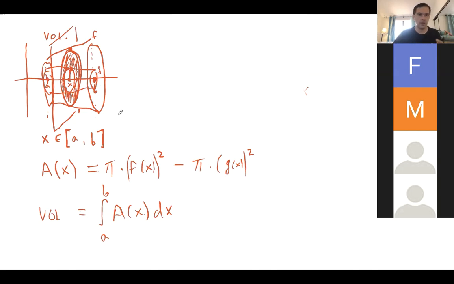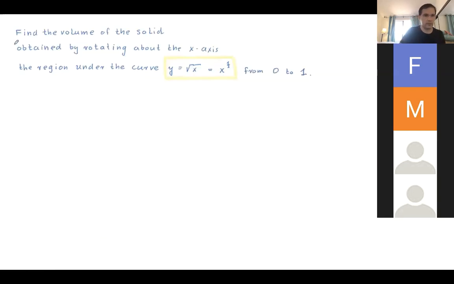So let me give you a specific example. In this example, I want to find the volume of the solid that is obtained in the following way. First of all, I'll take this function y equals square root of x. Let me sketch the graph of this function for you. So here's the y-axis, and then here's the x-axis. How does the function square root of x look like? Very simple. It's 0 at 0, and then something like this.